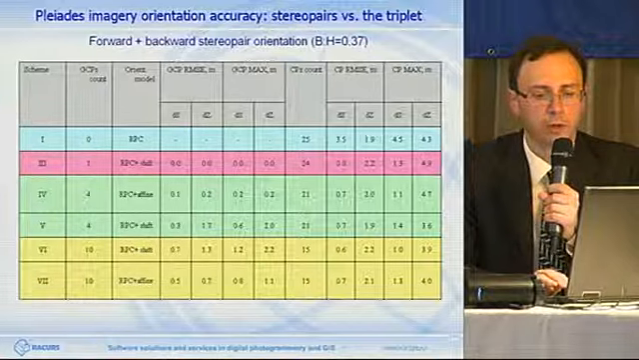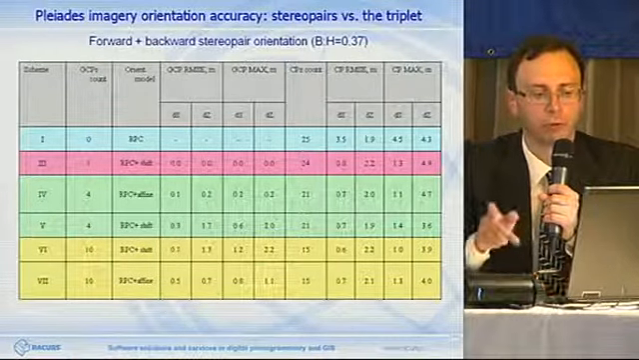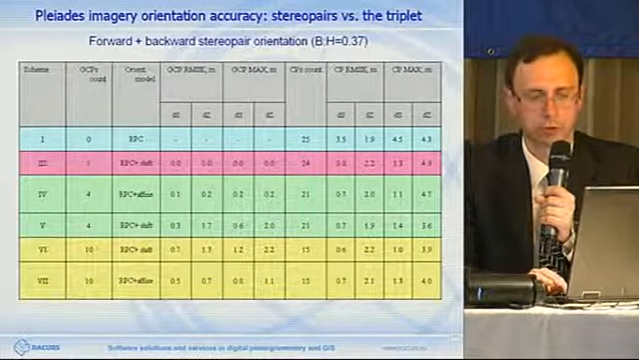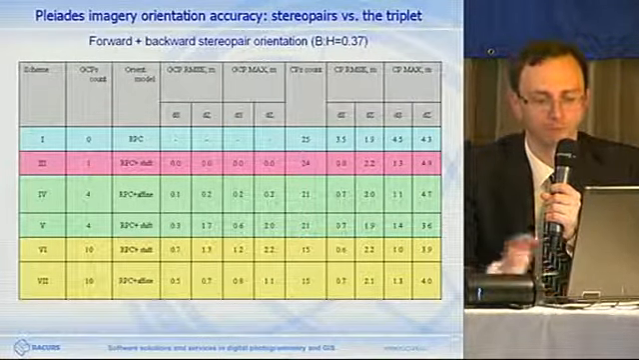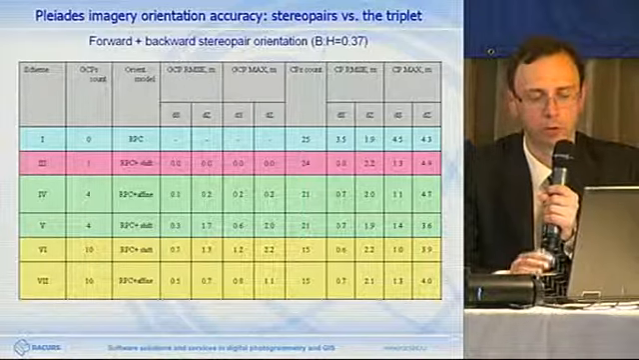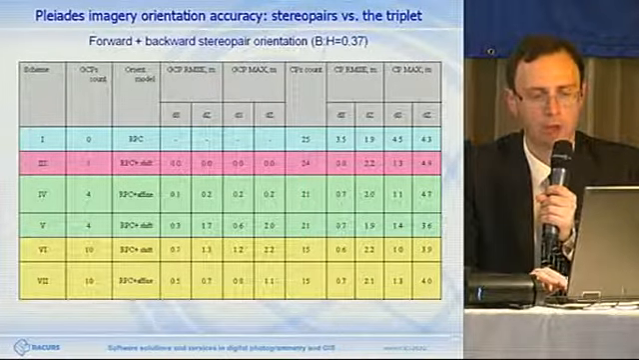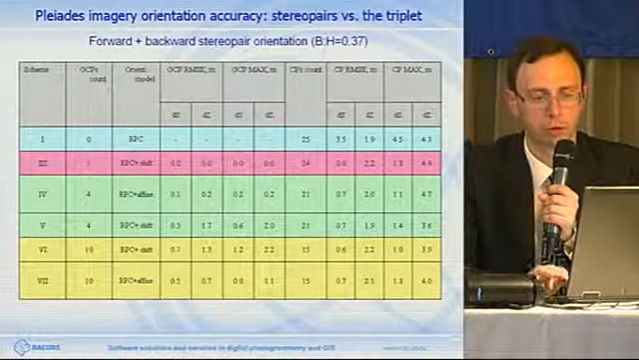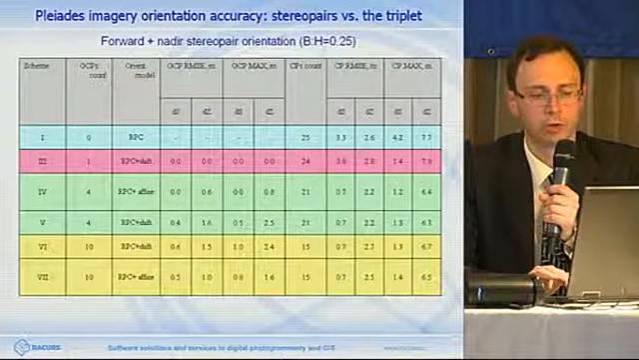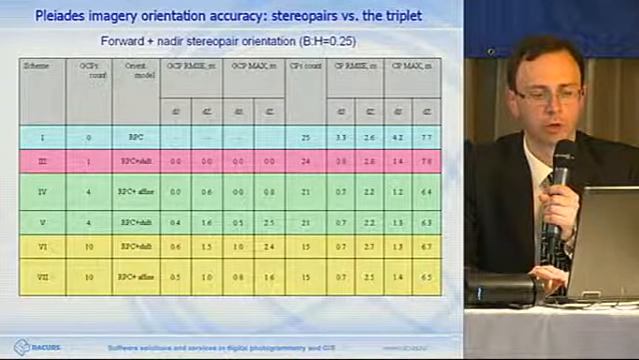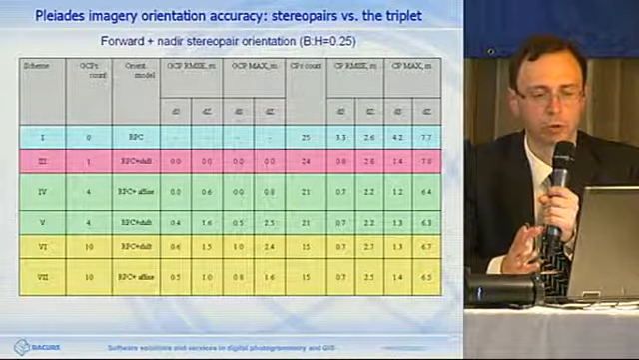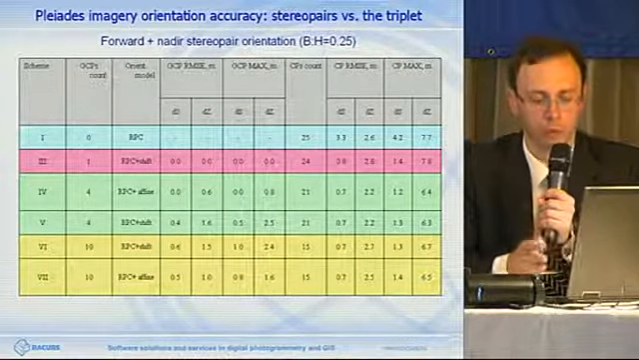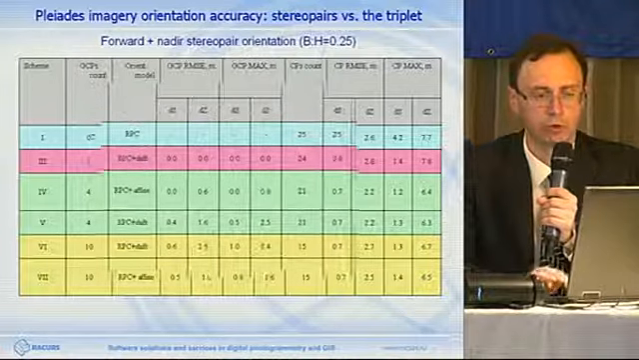Here you can see the results for stereo pairs in front and backwards with the same results as triplets, and then we have stereo pairs with worse B&H ratio. Here they have 0.25 B&H ratio, and we see that the accuracy is going down.